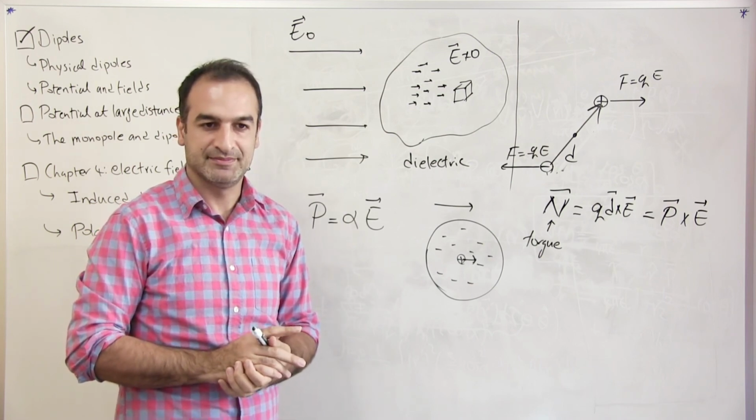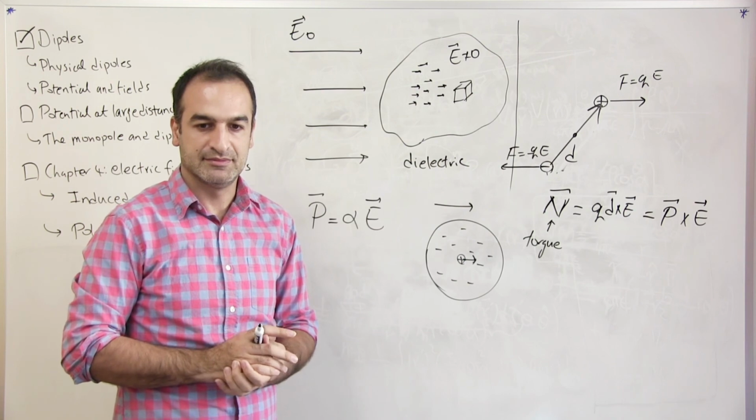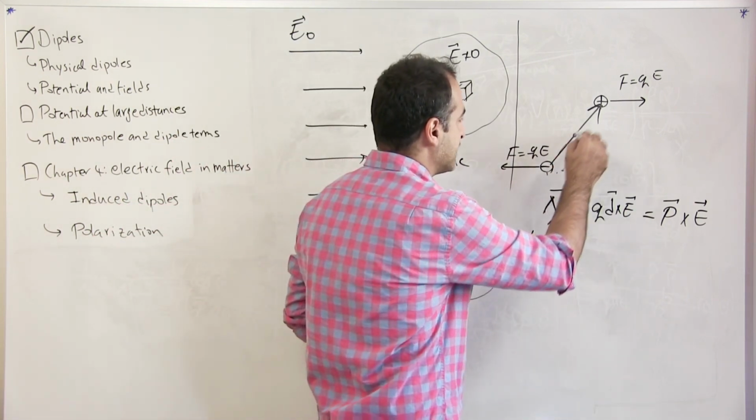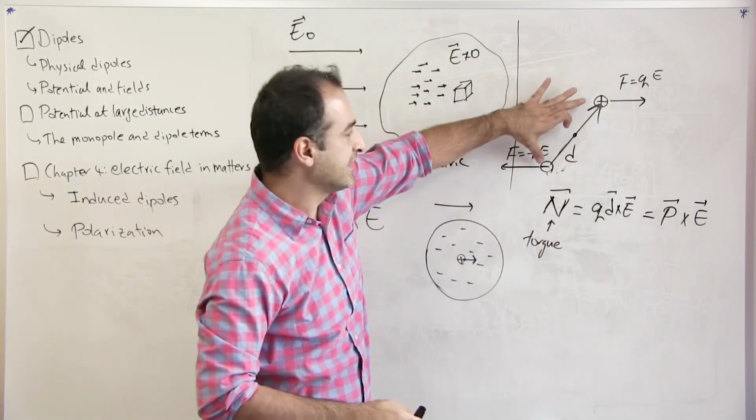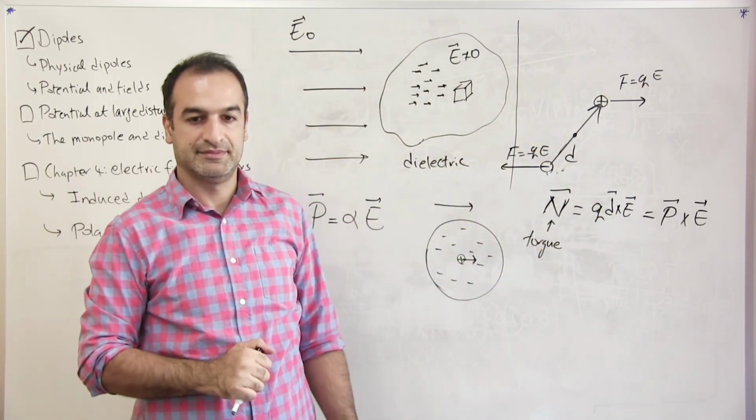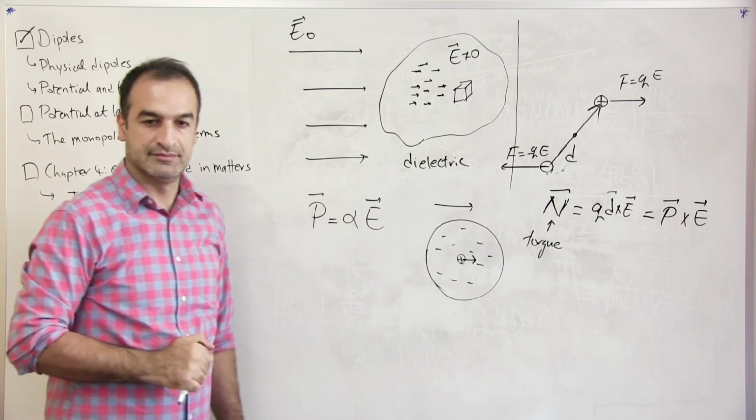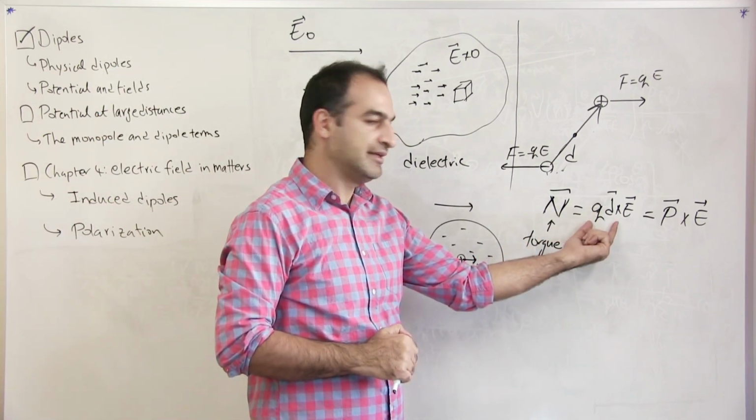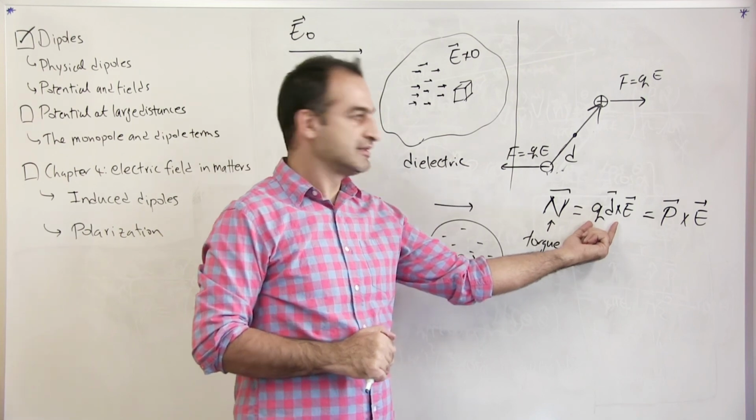What does D stand for? Just the distance? D is a vector from the negative charge to the positive charge, the distance between negative and positive for the dipole. Okay. And this Q times D becomes the dipole moment.